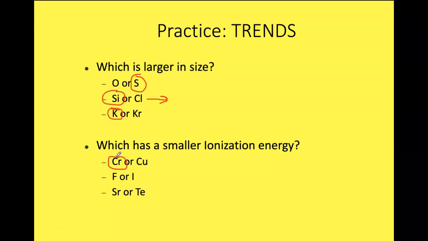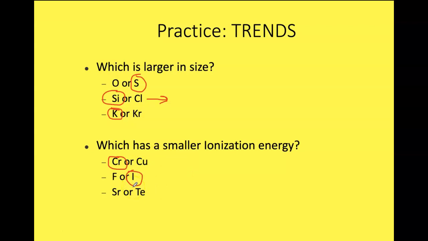How about F or I? F and I, of course, are all the way to the right, or almost all the way to the right. And so iodine is lower down on the periodic table, so the electrons that it has in the outermost energy level, the valence electrons, it's going to be easier to take one from I than F.